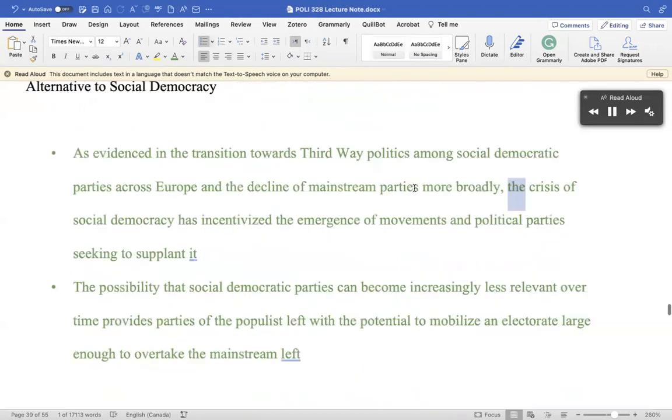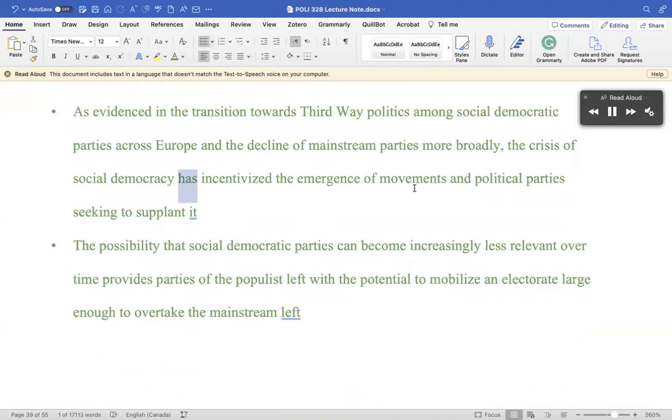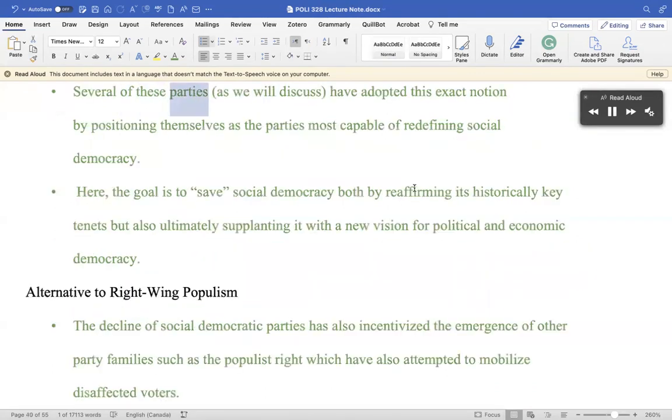More broadly, the crisis of social democracy has incentivized the emergence of movements and political parties seeking to supplant it. The possibility that social democratic parties can become increasingly less relevant over time provides parties of the populist left with the potential to mobilize an electorate large enough to overtake the mainstream left. Several of these parties, as we will discuss, have adopted this exact notion.